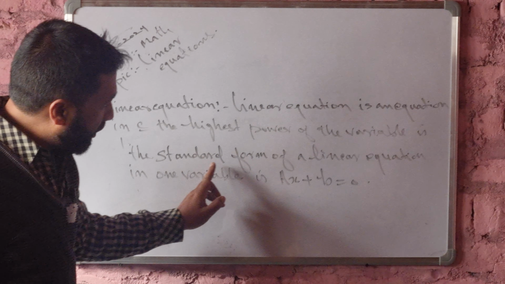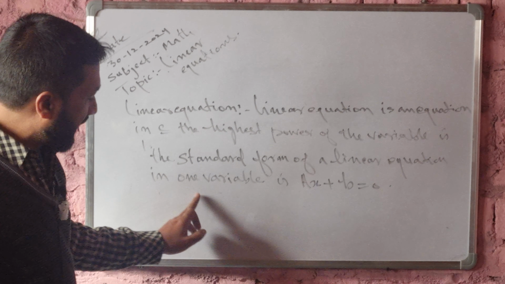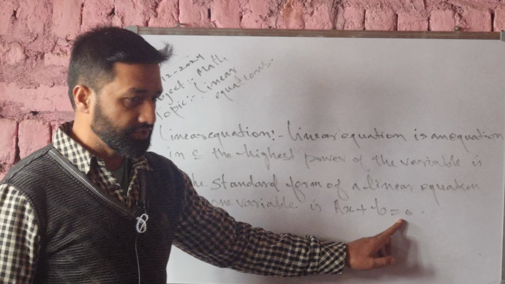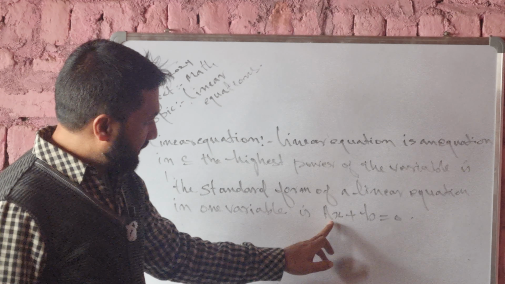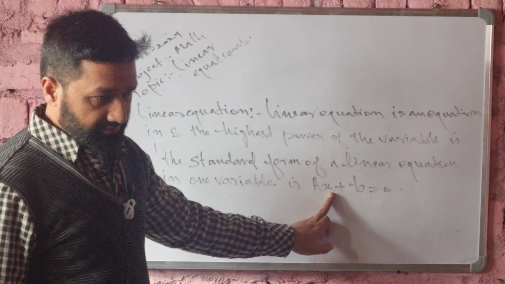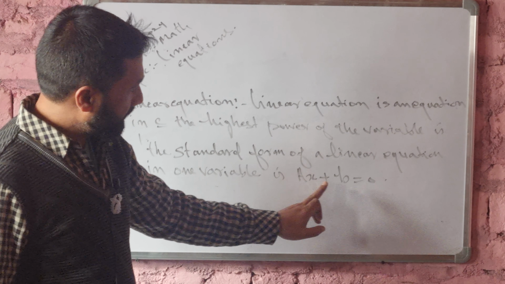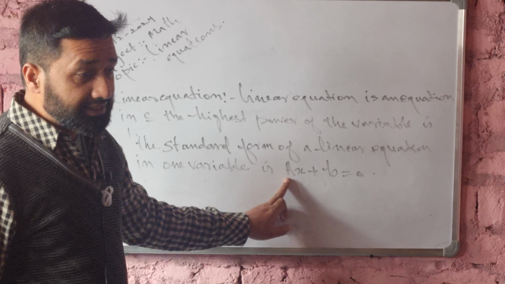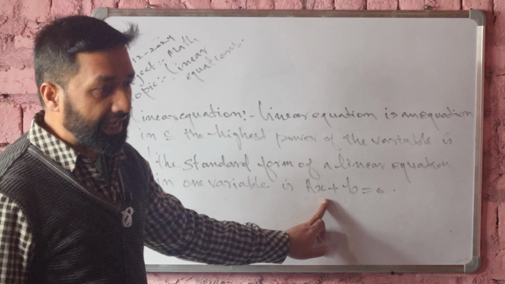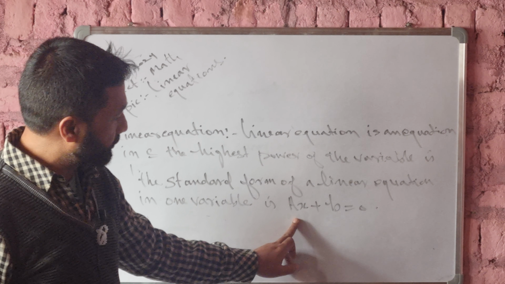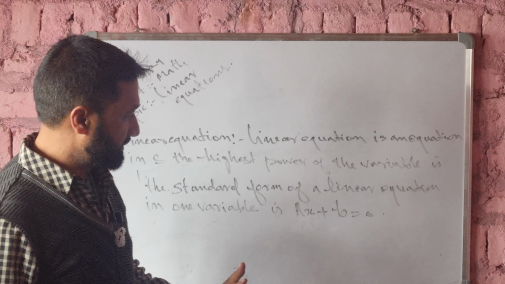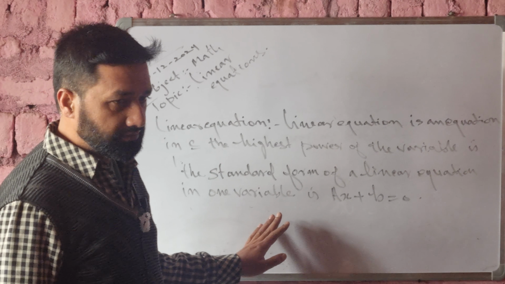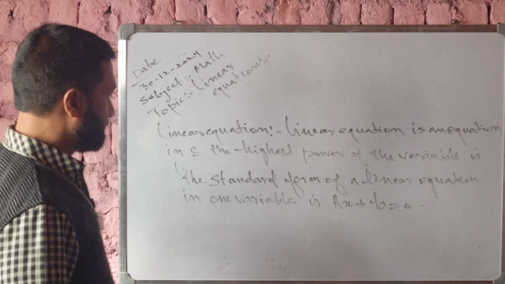Now we shall learn the standard form of the linear equation. The standard form of a linear equation in one variable is ax + b = 0. Okay? Here, x is a variable, b is a constant, and a is the coefficient of the variable x. Is that clear to you? Yes, sir. Any further explanations required? No, sir. So let's move on.